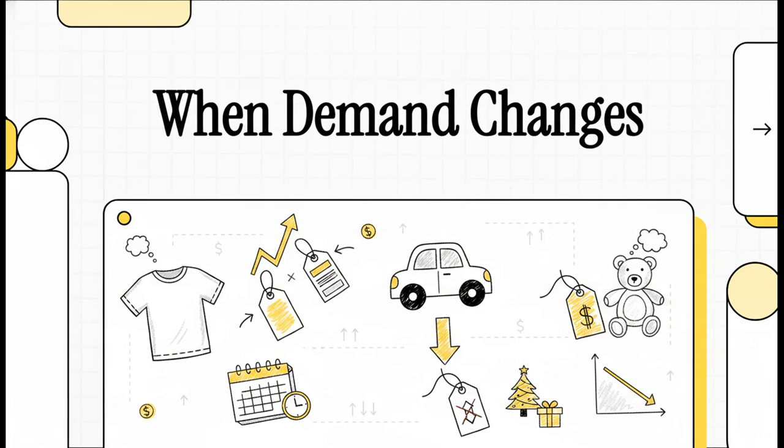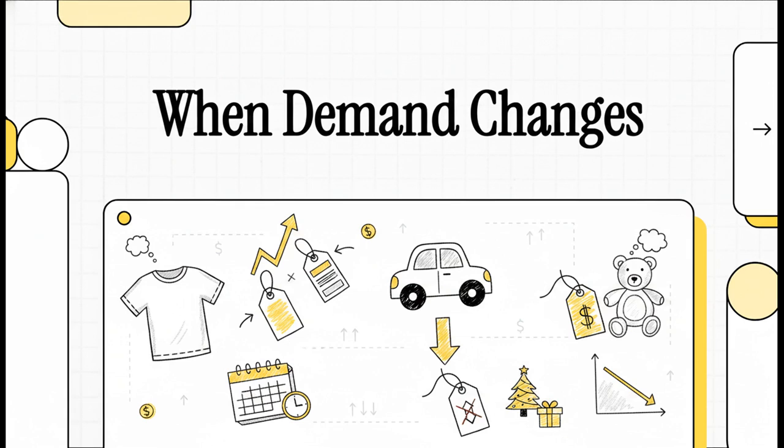Have you ever wondered why a plain white t-shirt costs $5 one year and then suddenly jumps to $20 the next? Or why that absolutely must-have holiday toy is heavily discounted by February? It's so easy to just look at market prices as numbers printed on a sticker, right? But they're actually this fascinating living story of human choices. In this explainer, we're going to decode that story.